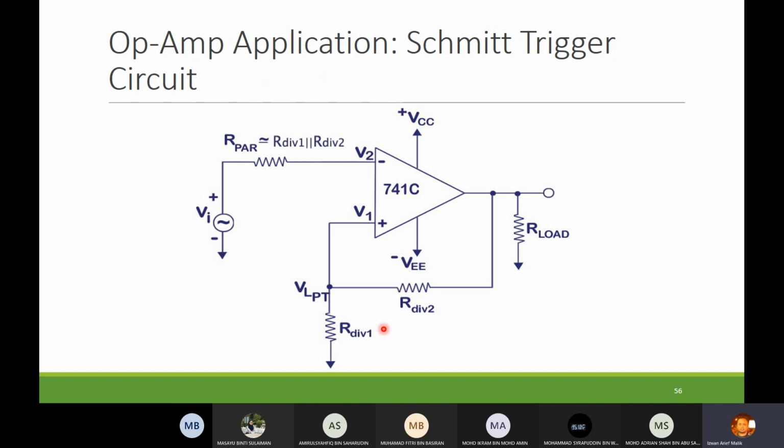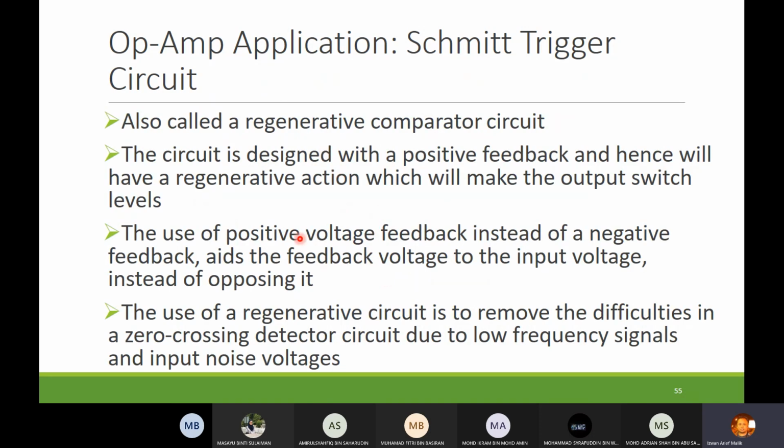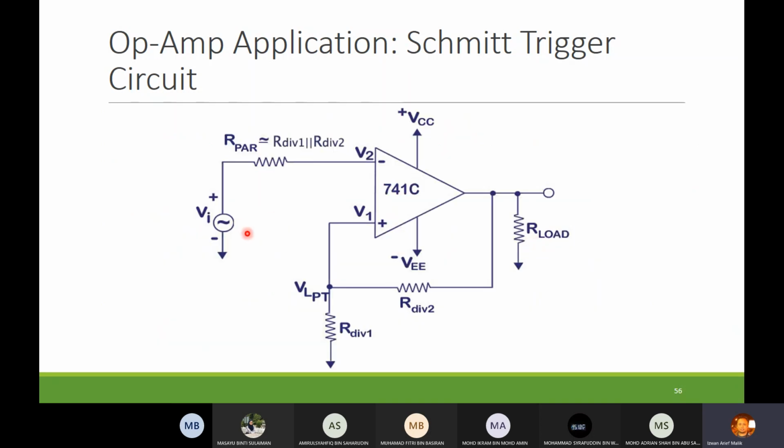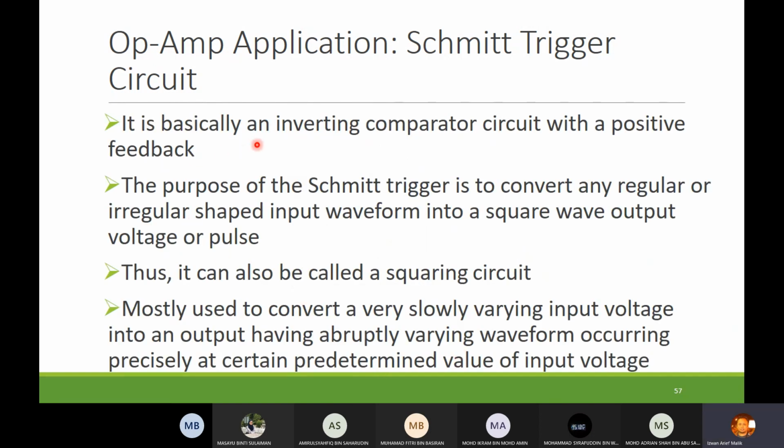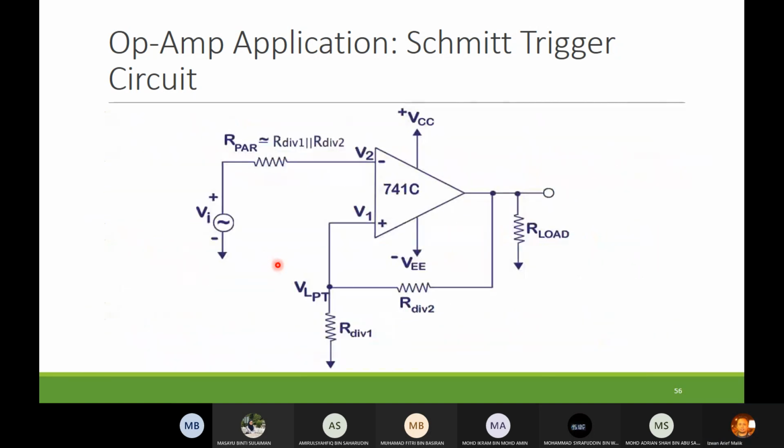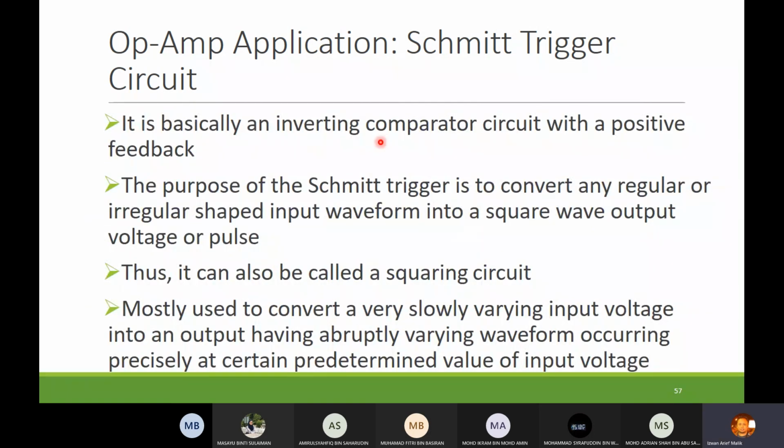So this is the circuit lah kalau kita tengok. Okay, so kita tak menggunakan feedback. Kita gunakan, jadi dia ada terang dekat sini, kita gunakan positive voltage feedback instead of negative voltage feedback. Okay, so masuk kepada dia punya inverting. Okay, it is basically an inverting comparator circuit with a positive feedback.